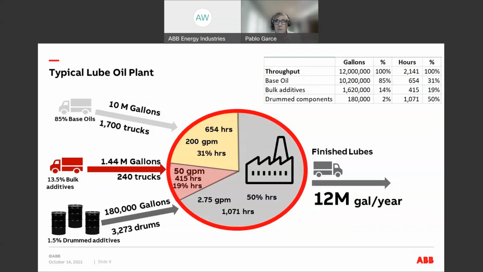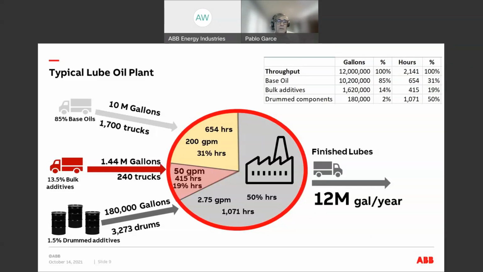We're dosing into the operation, so we dilute this bulk component into the base oil. We pump it at, on average, let's say 50 GPM, which represents about 19% of the hours spent processing a year, or 415 hours dedicated to dosing bulk components.